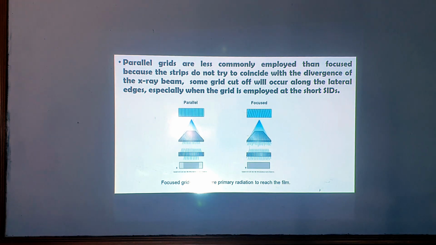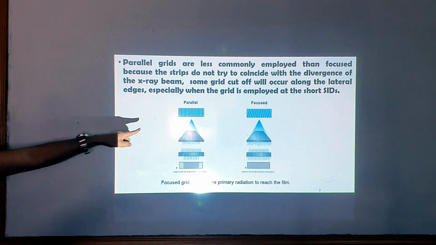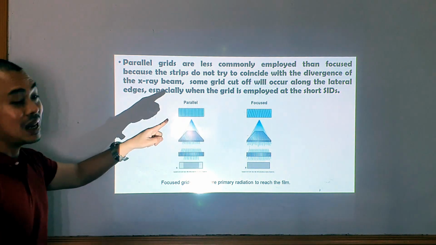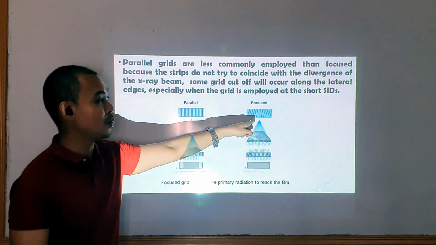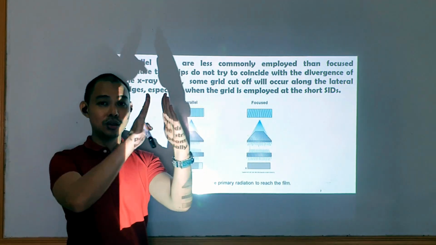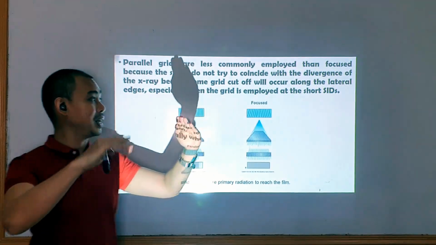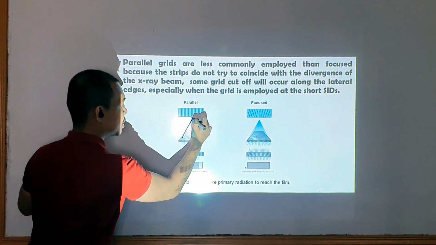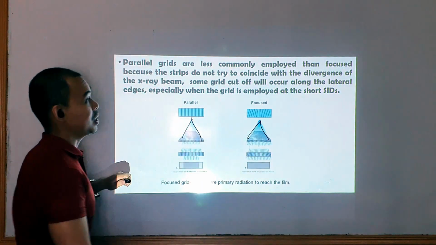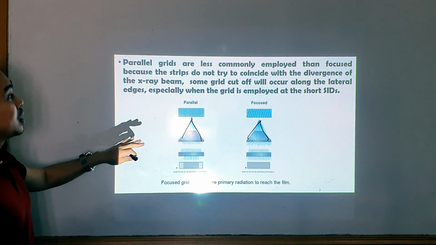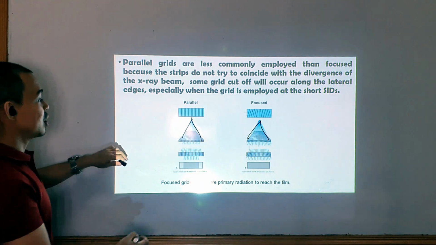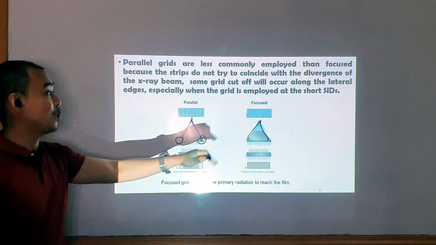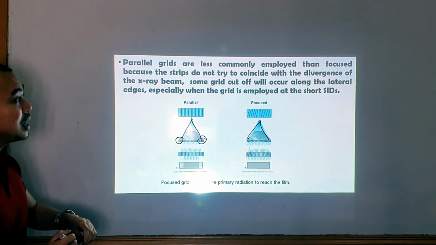Parallel grids. Try to look at this one. Parallel grids, this one, parallel, straight, are less commonly employed compared to your focus. As it goes to the sides, it becomes inclined. It's because of the divergence of your beam. Try to look at the divergence of the beam. So that's why, guys, some grid cut-off might occur on the lateral edges of your parallel as compared to your focus grid.